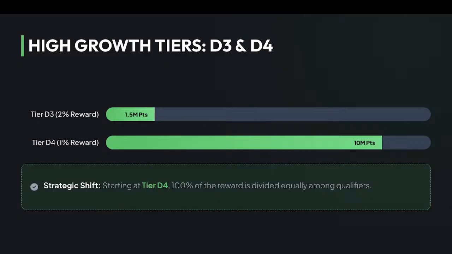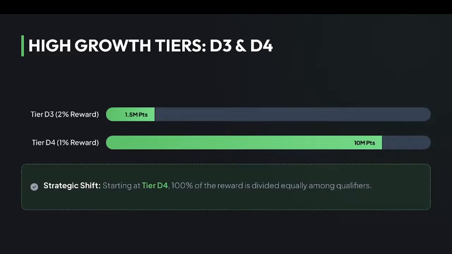period. The most critical information on this slide is the tier D4 structure. Once you reach tier D4, the distribution mechanism completely changes. Instead of the 15 over 15 split used in the lower tiers, 100% of the tier D4 reward pool is divided equally among all qualified users. Because reaching 10 million points is extremely difficult, the number of users in this tier is very small. Therefore, dividing the pool equally results in massive dividends for those top tier leaders.